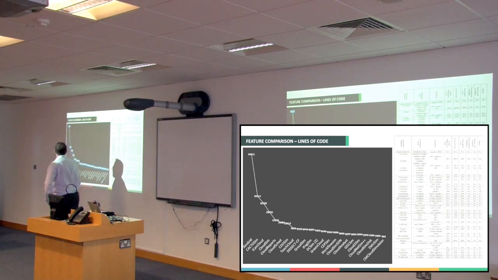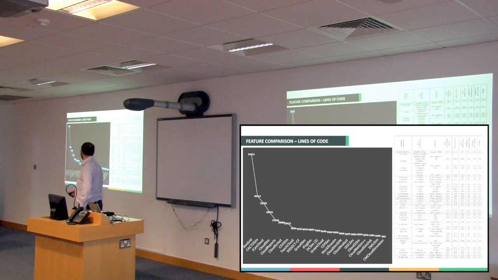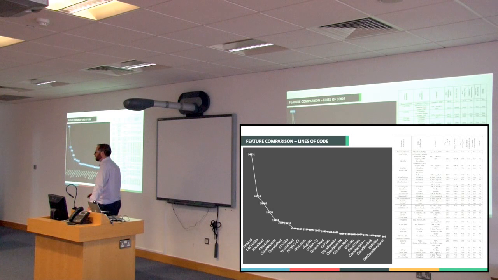SimGrid is for simulation and pre-computing, and it's evolved to allow for simulation for cloud as well. So it's been around a long time, it's pre-cloud in origin, and it's still being kept up to date.